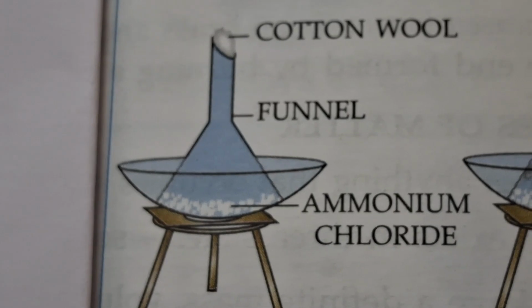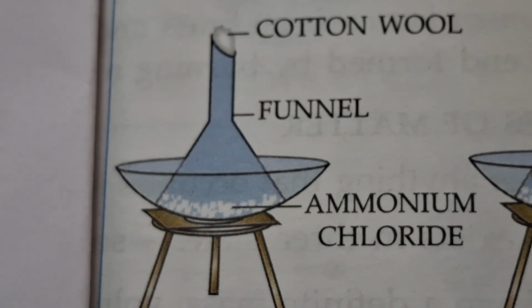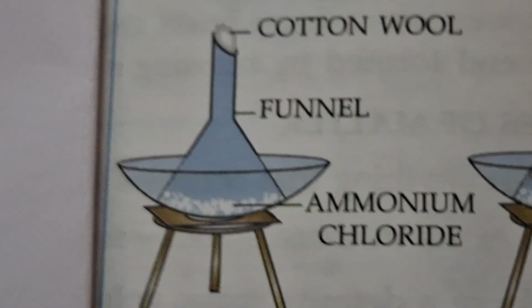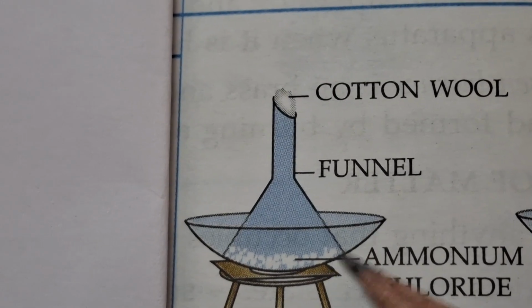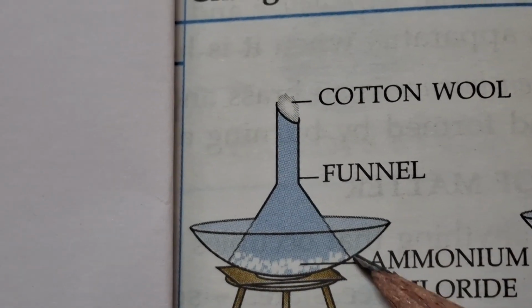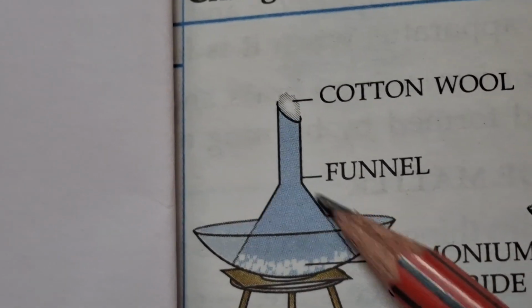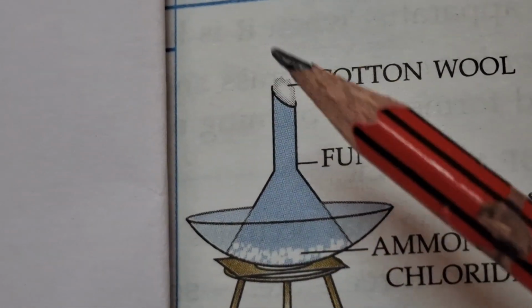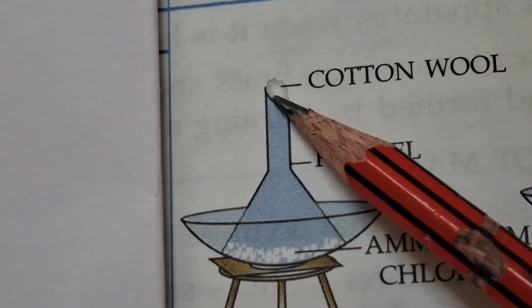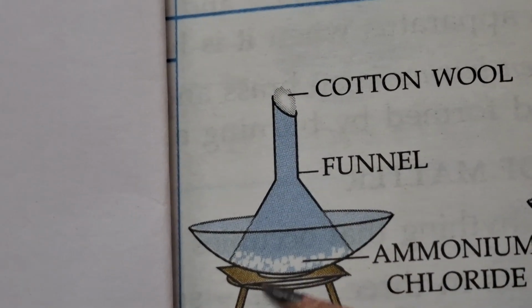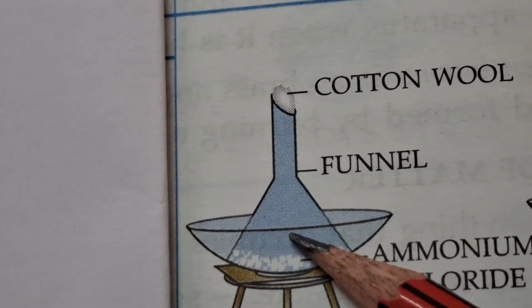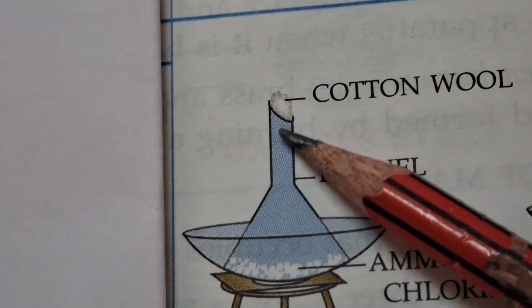The diagram for sublimation. So you are taking an evaporating dish here. Inside this you are keeping ammonium chloride, and a funnel is set up to cover the ammonium chloride, and cotton is plugged. So here it is closed. So on heating this setup, ammonium chloride vaporizes and gets condensed here.